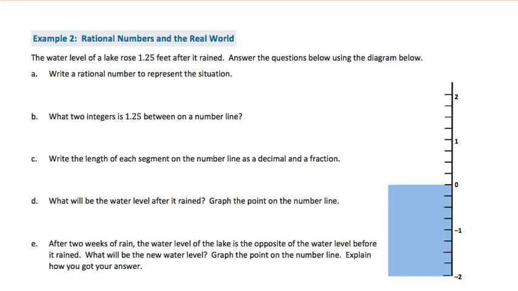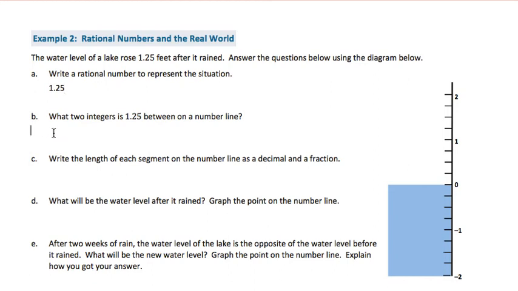In example 2, which is our last example for this lesson, we'll be looking at a vertical number line. And vertical number lines oftentimes tend to be a little more confusing when we first start to learn negative numbers. So we want to make sure that we're extra careful. It says the water level of a lake rose 1 and 2/25 feet after it rained. We're going to answer the questions using the diagram. The rational number to represent the situation, since the water level rose, would be a positive number, +1 and 2/25.